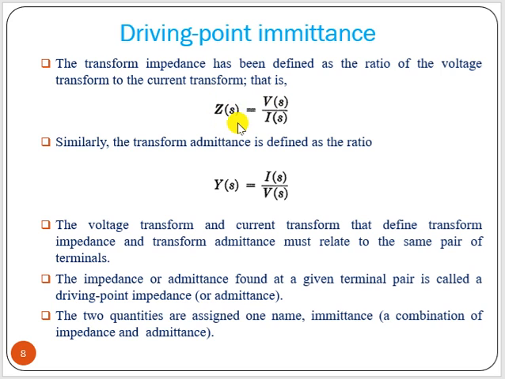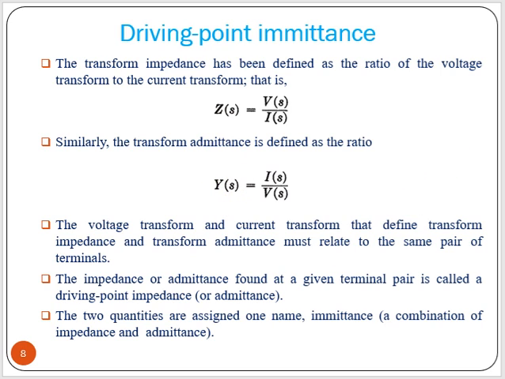That means this is already known. That is nothing but resistance R equal to V by I. So this impedance is nothing but Vs by Is, written in terms of Laplace. Similarly, transform admittance can be written as Ys equal to Is by Vs. So that is nothing but Zs equal to 1 by Ys.